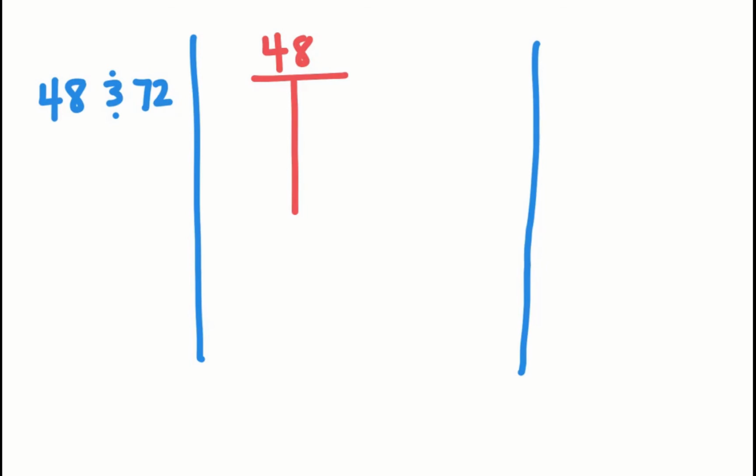So if you need to pause and go get that, please do so. Always starting with 1, right? 1 is a factor of every number. 1 times 48 gives me 48. So 1 and 48 are factors.